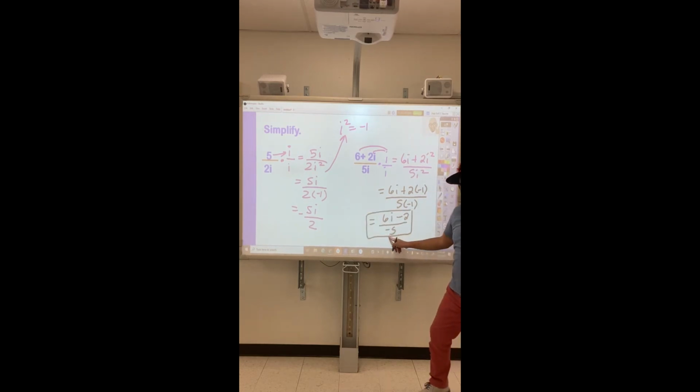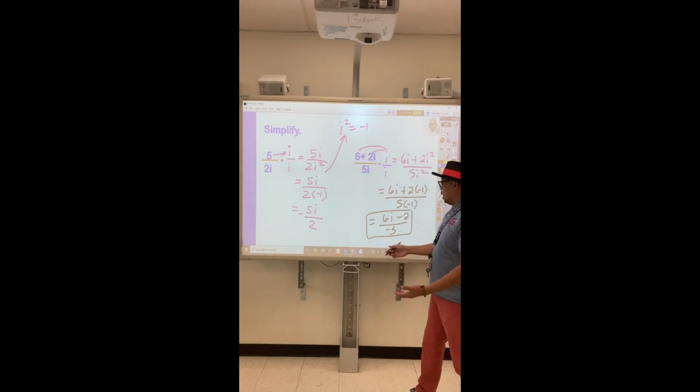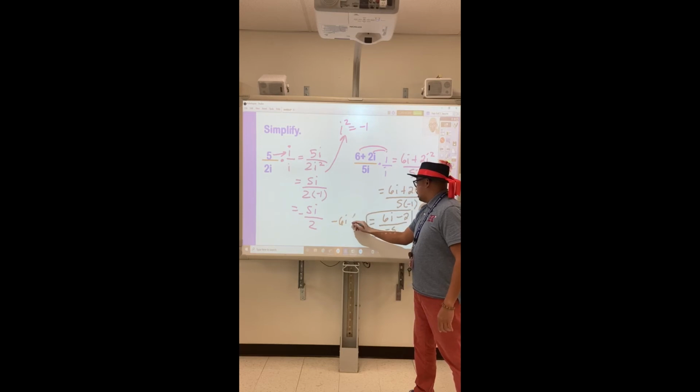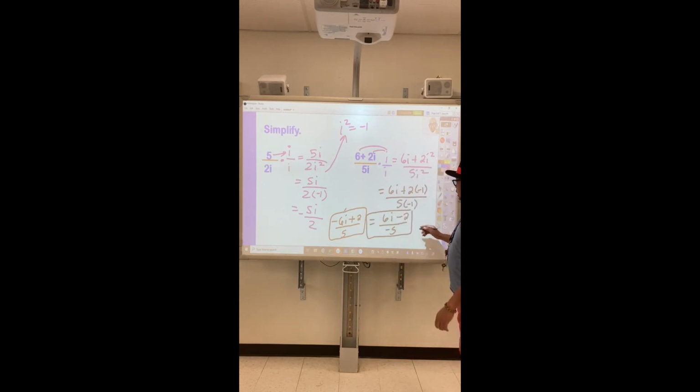Or, since the denominator is negative, you want it to be positive, so flip all the signs. This will become -6i plus 2 over 5. Either of these two is correct. They're both right. Kaboom.